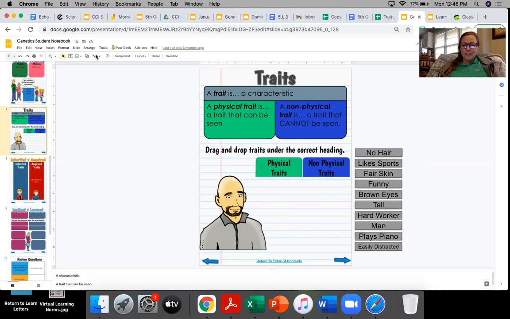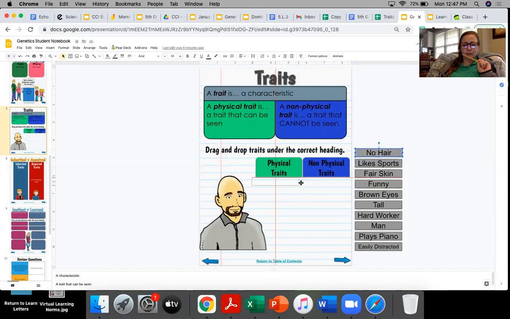All right, so volunteers, who can help me sort these physical and non-physical traits? I want you to give me one and tell me whether it's physical or non-physical, and I'm going to follow your instructions. All right, Landon, I see you first. One that I know is a physical trait is no hair. Excellent. No hair is a physical trait. We can clearly see that this man is hairless on top of his head.